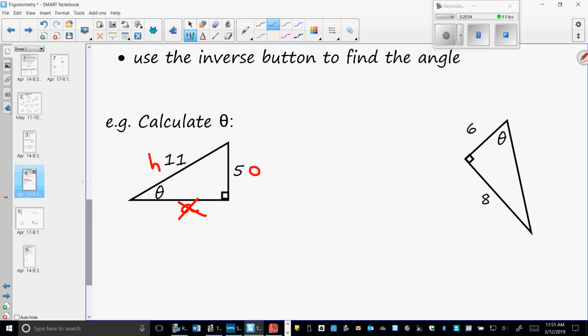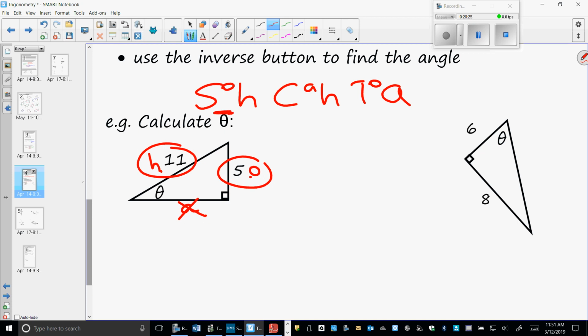So looking that we've got an O and an H, which do you think of the three ratios of SOH, CAH and TOA that we're going to be using for this question, Jodie? Exactly. So I'm going to write these here, just so we can refer to them, because we can't on a different page. So we've got SOH, CAH, TOA. We've got O and H, which is obviously this one here. Okay? So we write sin.